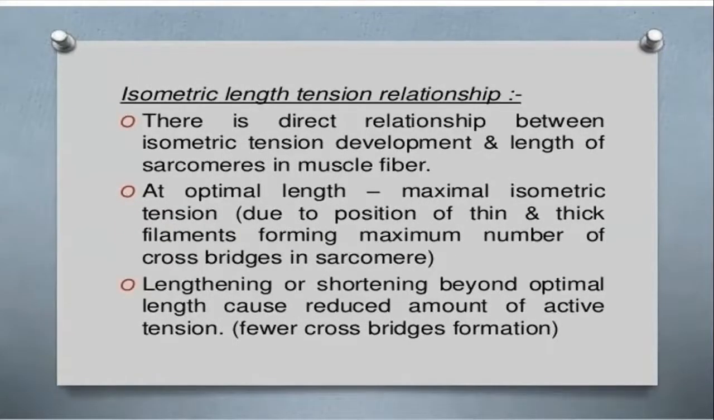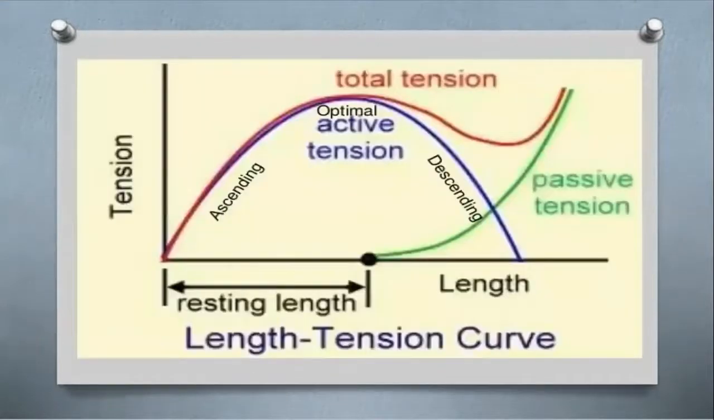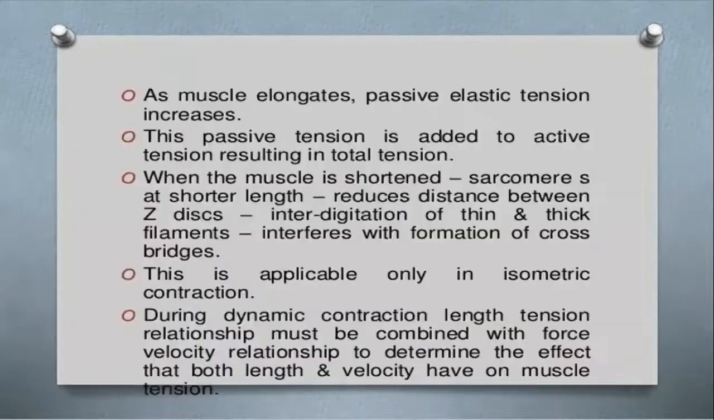So we have learned about the isometric length tension relationship already. We have seen the optimum length where the maximum actin myosin interaction occurs. As a result, the active tension buildup is maximum here. We can see in this picture the resting length, optimum length, active tension, passive tension, and total tension.